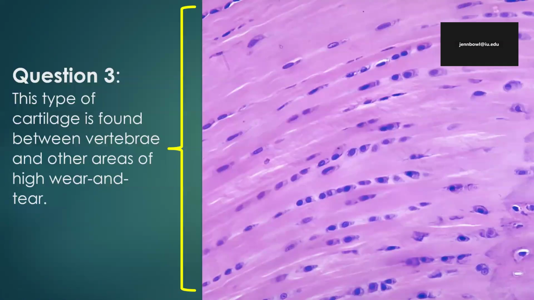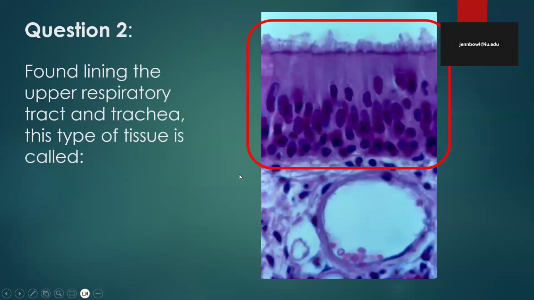Number 3 asked, this type of cartilage is found between vertebrae and other areas of high wear and tear. So that's our big hint here. High wear and tear is referring to fibrocartilage. So to confirm, we know fibrocartilage has these columns of chondrocytes. So they look kind of like peas in a pod. They're interspersed between our collagen and the matrix of the cartilage, all that mixed together. So this would be our fibrocartilage.